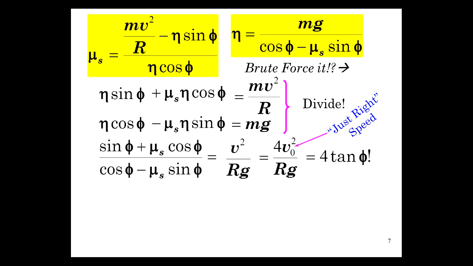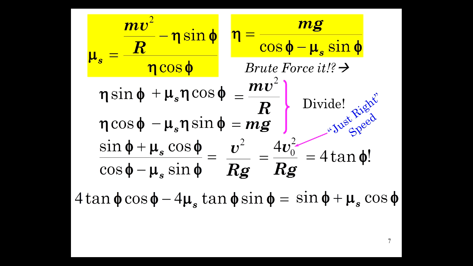All right. Having gotten this far, we can now do some more algebra. So multiply this by this part, 4 tangent of phi times cosine of phi minus mu s sine of phi. There's mu s sine of phi times 4 tangent of phi. So basically multiplying the bottom part by 4 tangent of phi equals the top part. There it is.